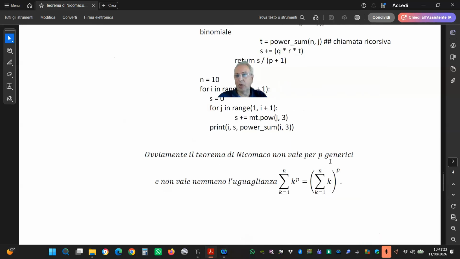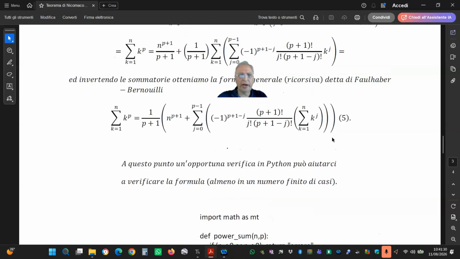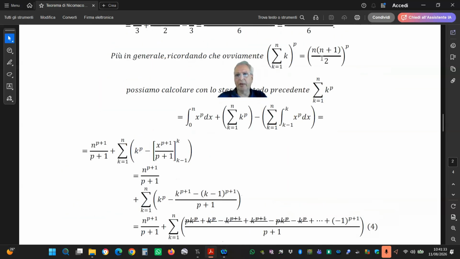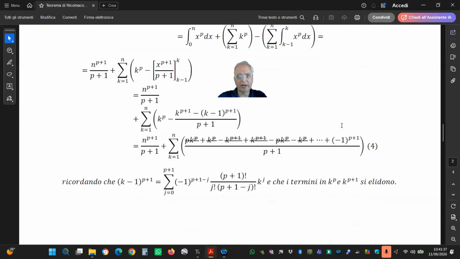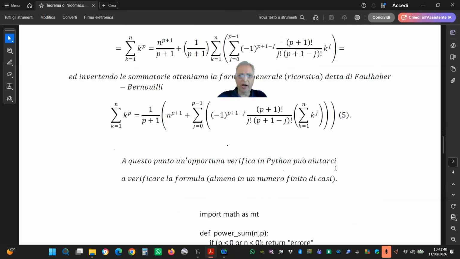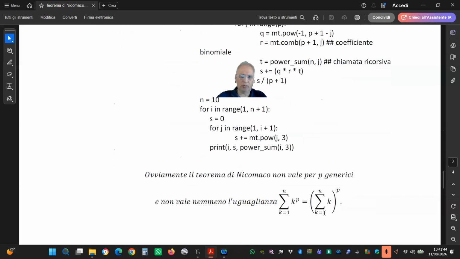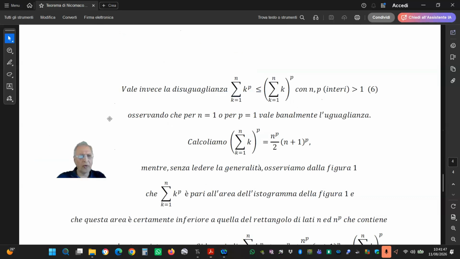One last consideration. We have seen that the theorem does not hold for generic p. It is enough to make a counterexample. We won't waste time on this. This equality does not hold either. This equality does not hold. You can see it immediately, because one already has an idea by calculating n times n plus 1 divided by 2, raised to p, is not calculating this result. Okay? So let's reflect for a moment on this equality and see what we can say. So, looking around a bit, as usual, it can be seen that in general the result is this. That is, the sum of the powers is less than the power of the Gauss sum, okay?